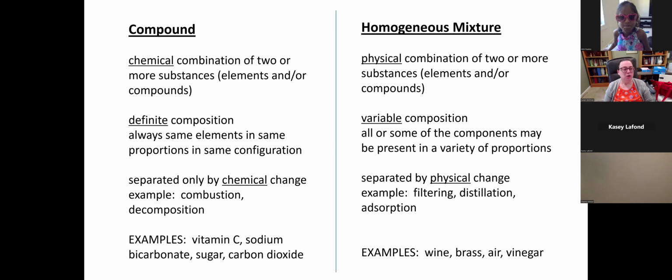Alrighty. Questions on those? So again, in your portfolio, you get a chance to practice with those definitions, that pure versus mixture distinction, and then between those four different kinds of subcategories: element, compound, homogeneous mixture, and heterogeneous mixture.